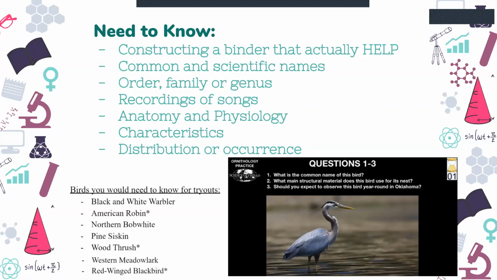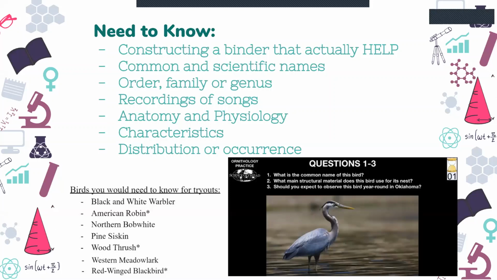And as you can see on the bottom, we chose 7 birds for you to know for tryouts, and we understand that it is impossible for you to study or research 160 birds. So that's why we shortened it to 7. And for those 7 birds, we'll ask you questions on their common and scientific names, their order, family, or genus. For those identification questions, just memorizing straight facts, those are going to be level 1 questions.